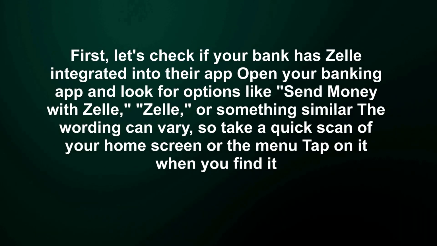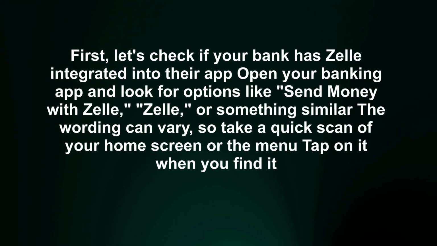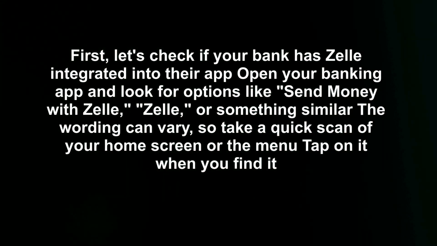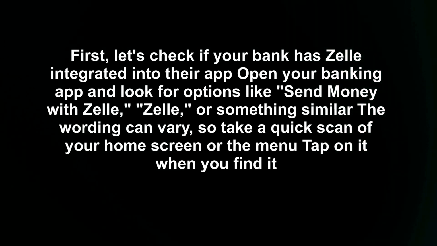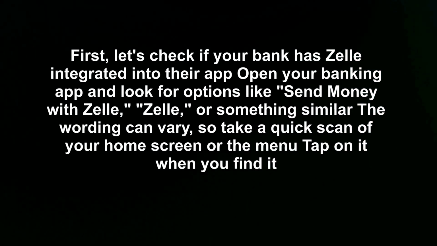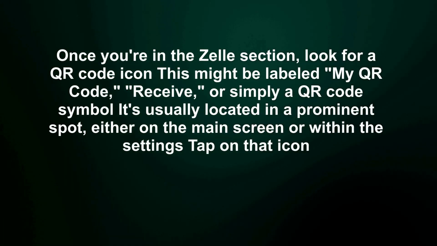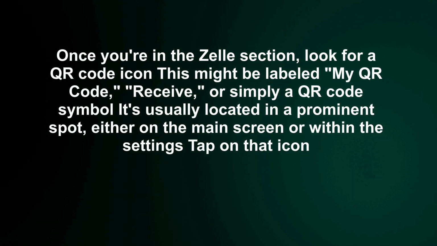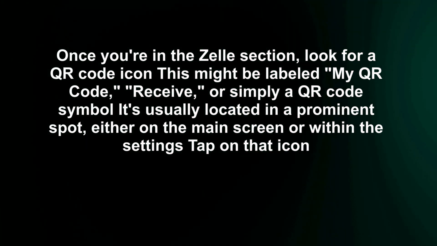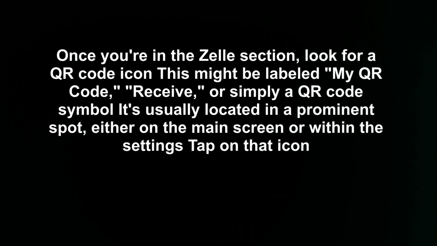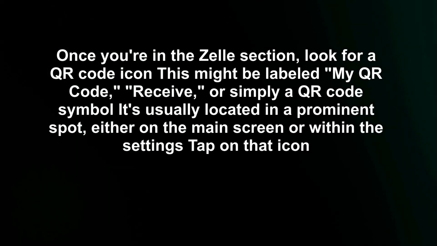First, let's check if your bank has Zelle integrated into their app. Open your banking app and look for options like Send Money with Zelle, or something similar. The wording can vary, so take a quick scan of your home screen or the menu, tap on it when you find it. Once you're in the Zelle section, look for a QR code icon. This might be labeled My QR Code, Receive, or simply a QR code symbol. It's usually located in a prominent spot, either on the main screen or within the settings.